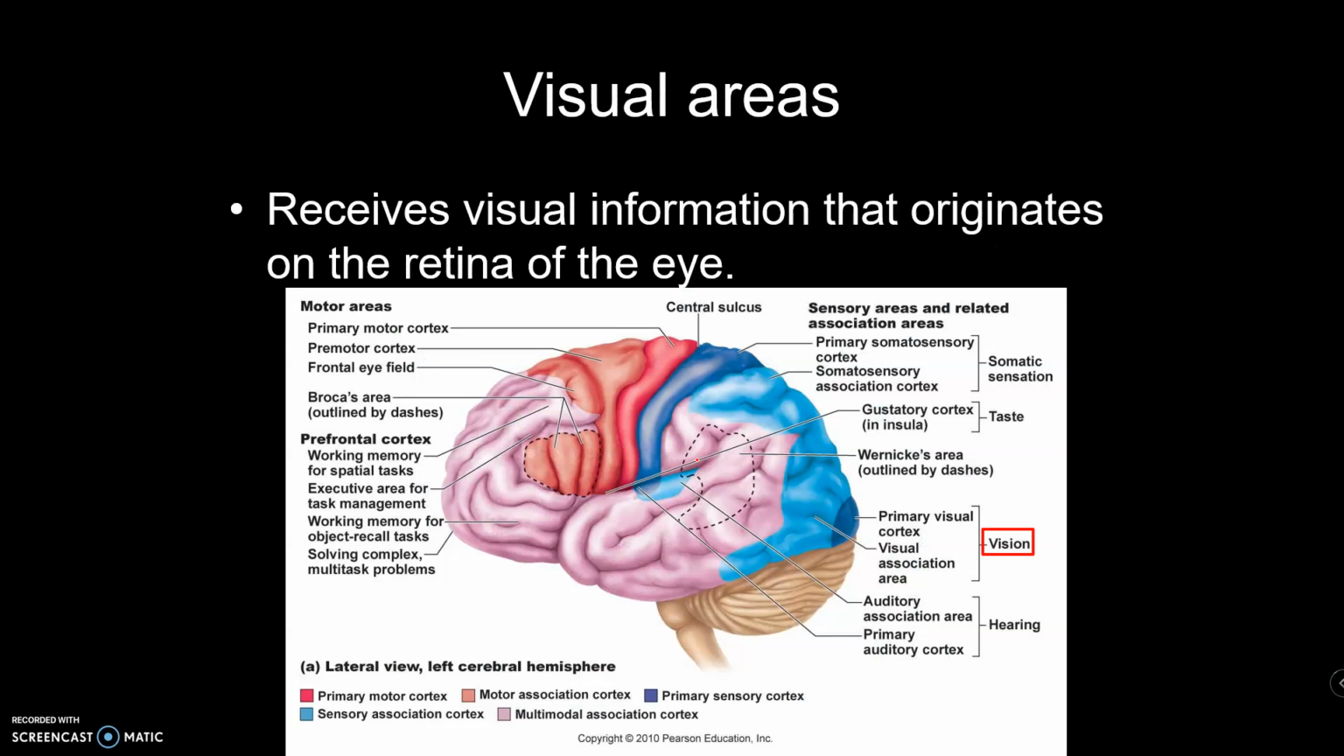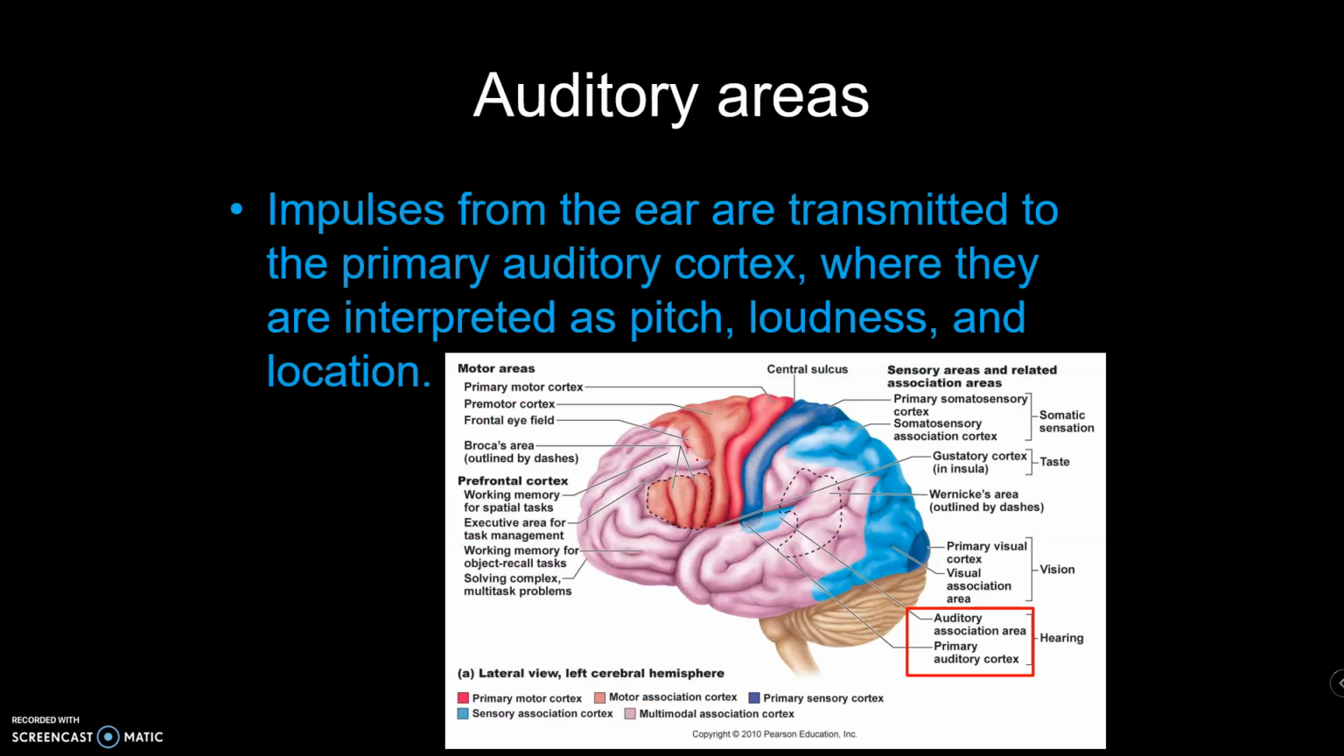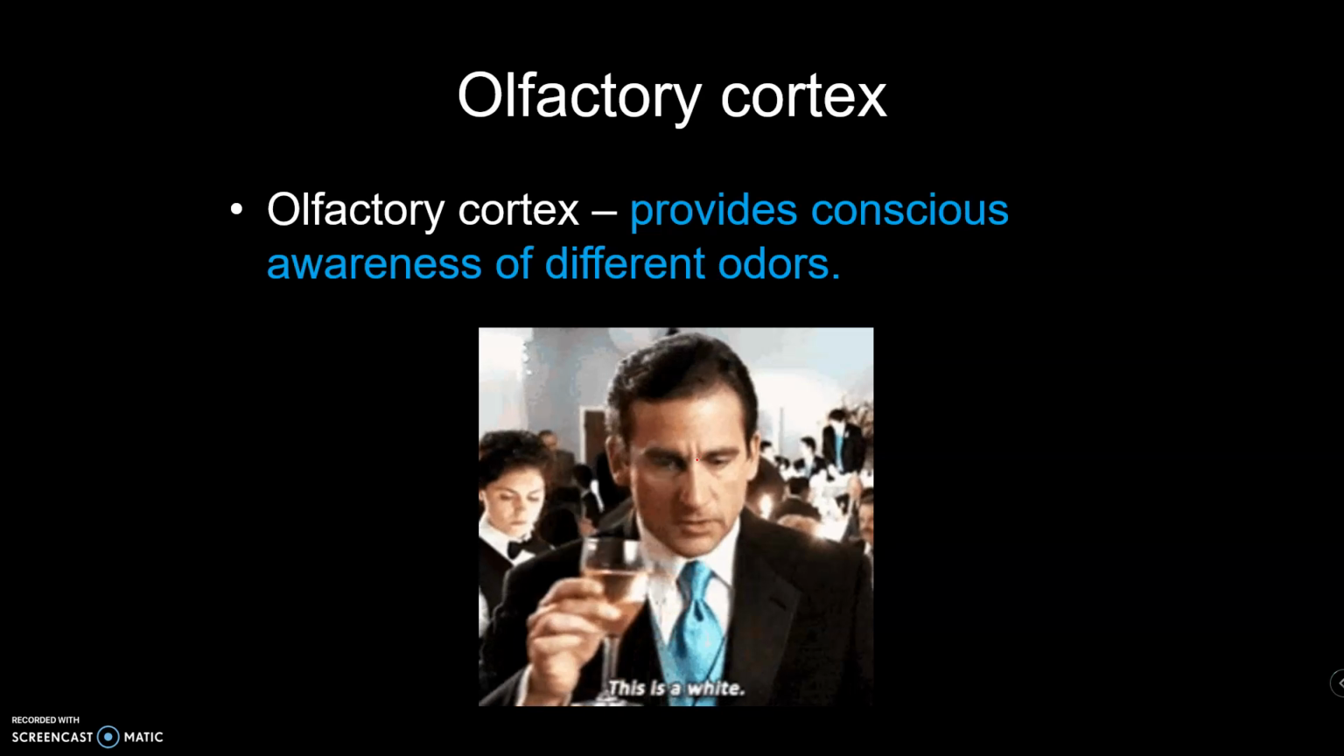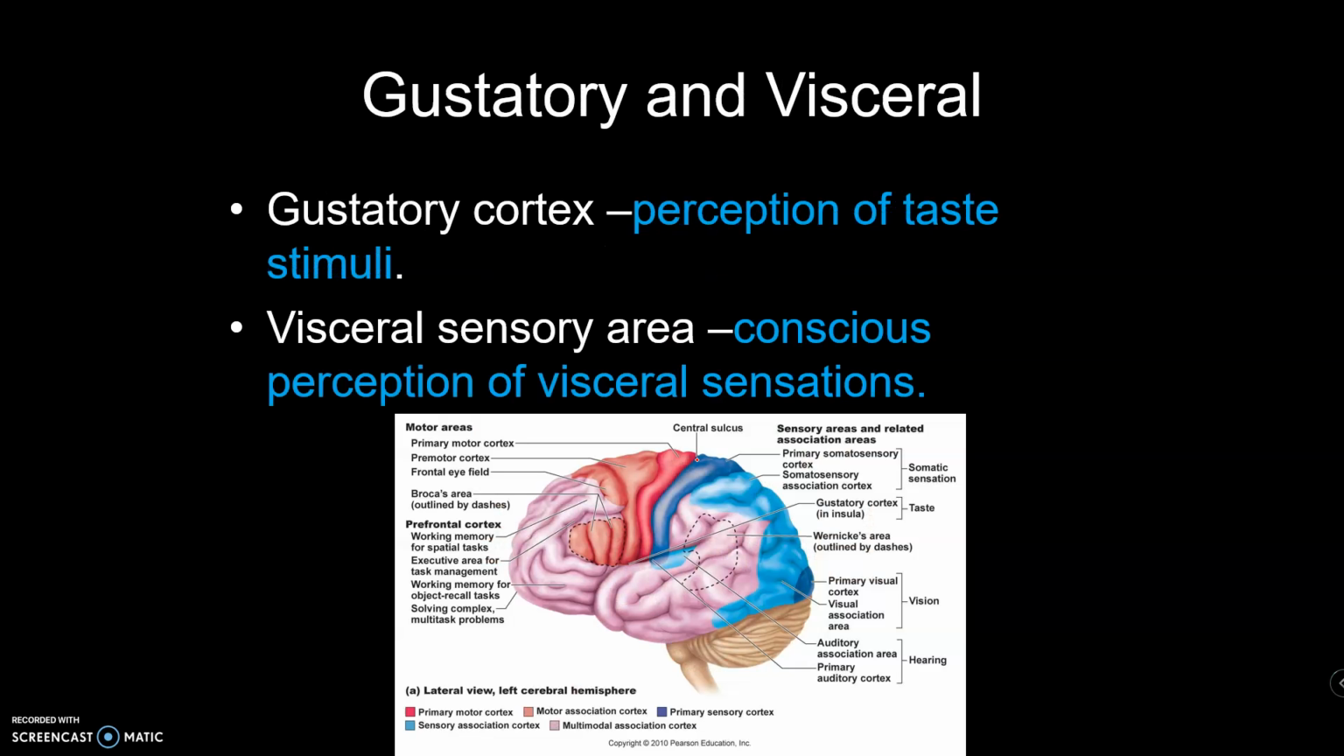Visual areas are way back at the very back of the occipital lobe, and this is where you process visual information. So this is where your pictures go so that you can see images. Auditory areas are for hearing. Olfactory cortex is for smelling. Gustation is taste. Visceral sensory area, anytime you see viscera, that means gut.